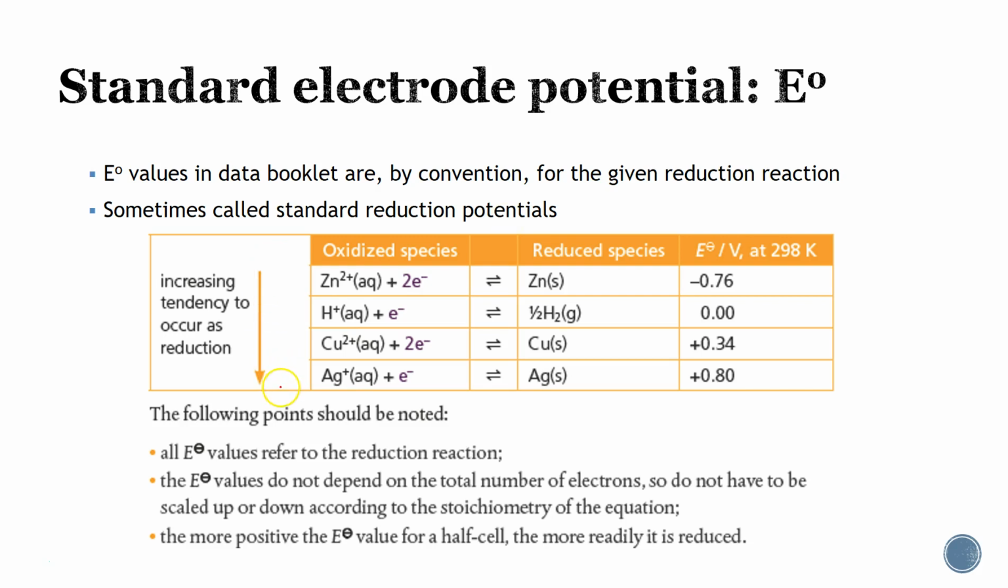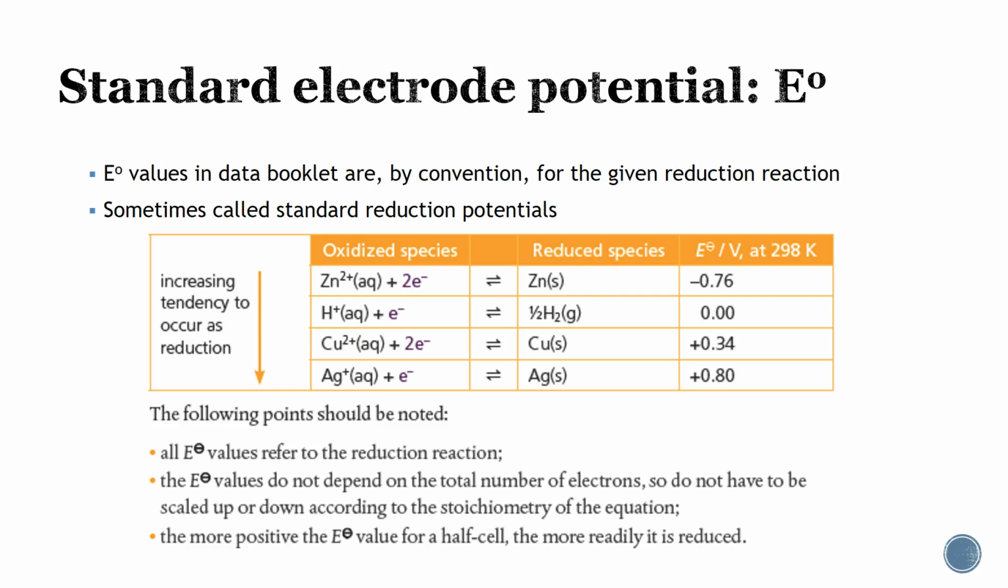As we move down the electrochemical series, we increase the tendency for the reaction to occur as a reduction reaction, which makes sense because right down the bottom are our strongest oxidants, and they will be reduced. So E0 values refer to the reduction reaction. They do not depend on the total number of electrons, so they don't have to be scaled up or down according to stoichiometry. If it's 2 silver and 1 copper, we're not going to multiply the E0 value of the silver by 2. These aren't influenced by the coefficients or the stoichiometric ratio of our reaction.